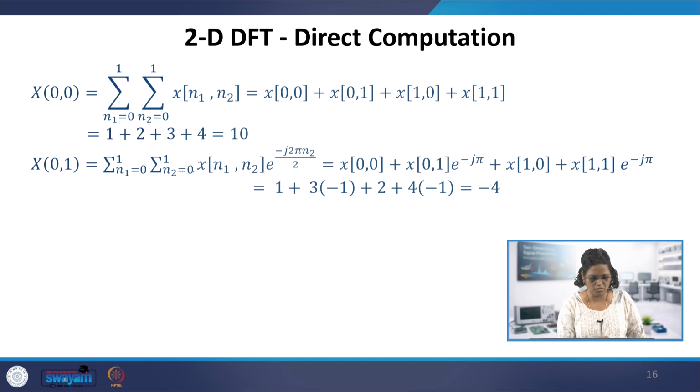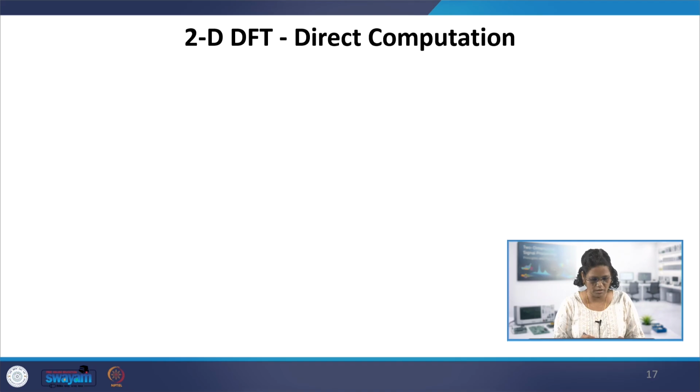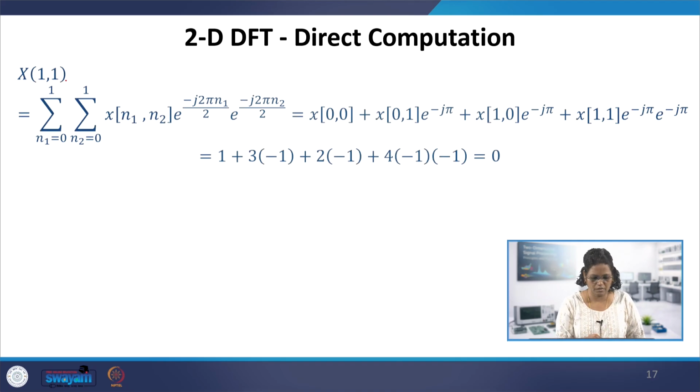The summation results in minus 4, and similarly x of 1 comma 0, which is e power minus j 2 pi n1 over 2. Because k2 is 0 here, it has only the k1 component, and k1 is 1, and it results in minus 2. So this is by directly applying the formula. And for 1 1, k1 equal to 1 and k2 equal to 1, that results in 0.